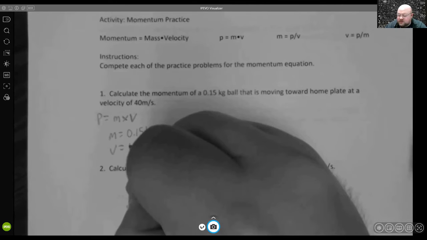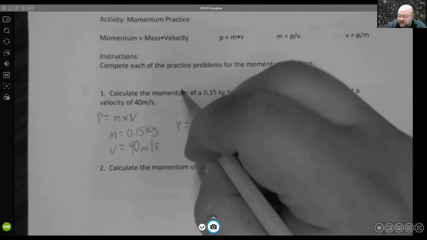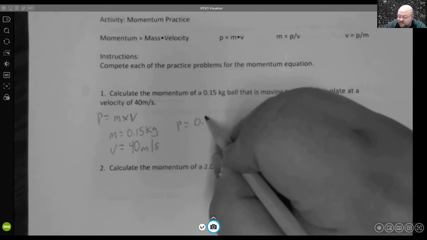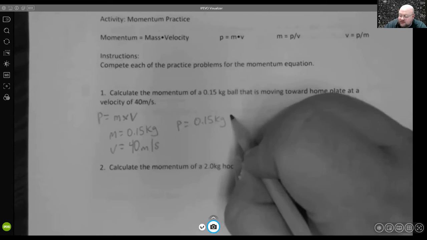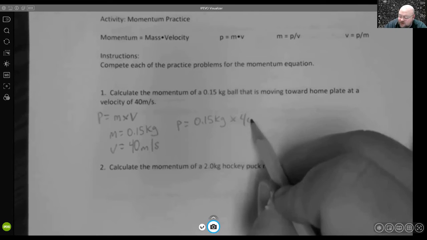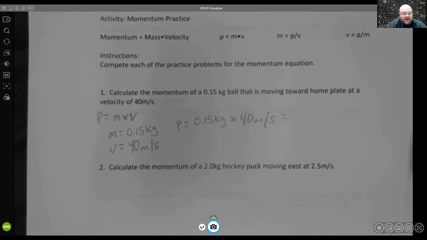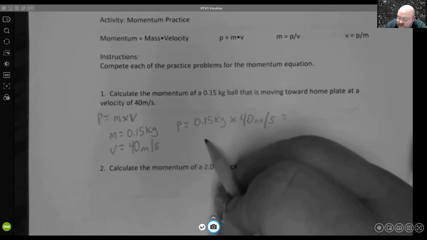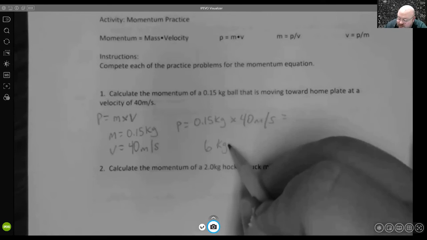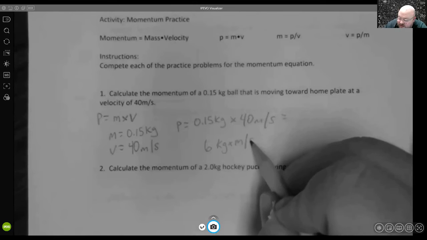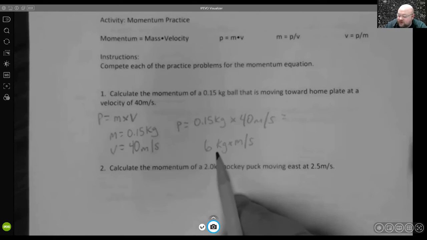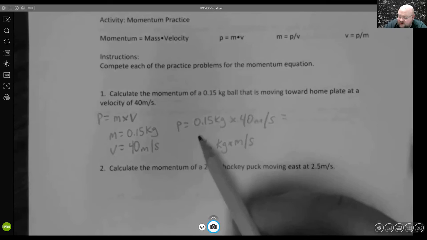Okay. So if we plug this all in, P equals M times V, or P equals 0.15 kilograms times 40 meters per second. And if you calculate that out, 0.15 times 40, that comes out to be 6 kilograms times meters per second. Again, that's the unit for momentum, kilograms times meters per second. And that is your answer.